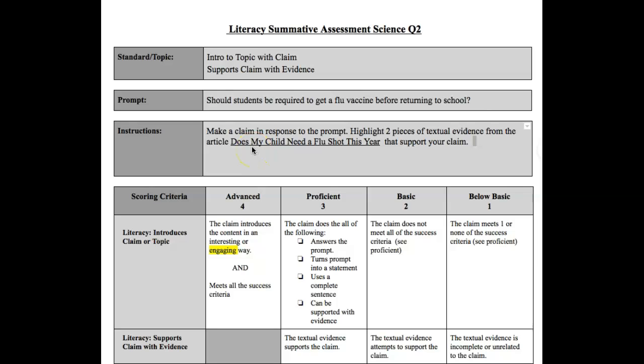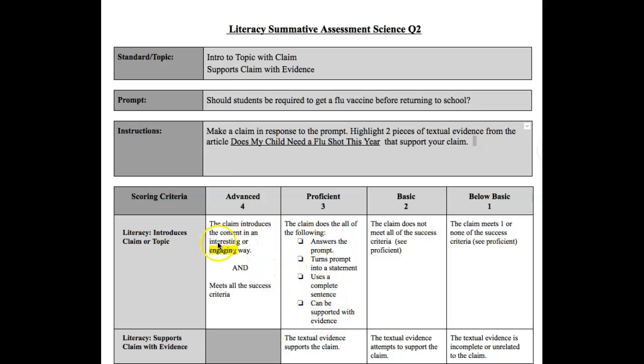So these are the rubric, and here are the two different topics. The one is literacy introduces claim. To get advanced on this, you need to first of all meet all the criteria here for proficiency. So your claim needs to do these things. It needs to answer the prompt. It needs to turn the prompt into a statement. It needs to be used as a complete statement, and it needs to be supported with evidence from the article. If you do all of those four things, you'll get a 3.